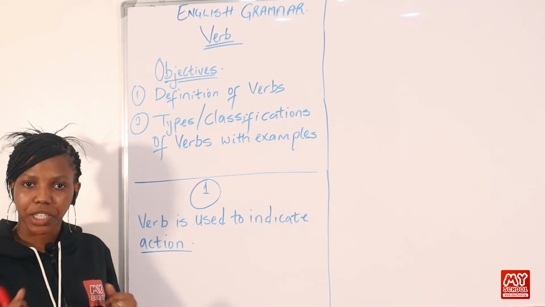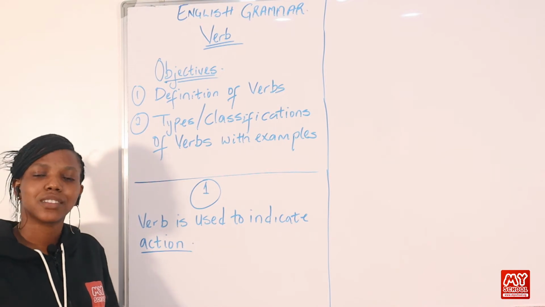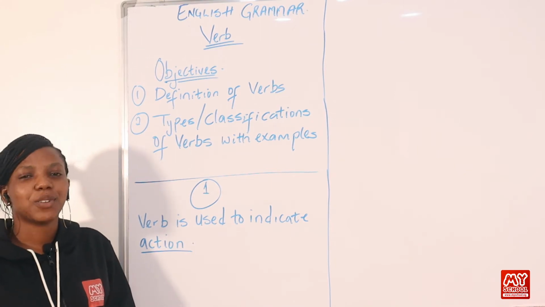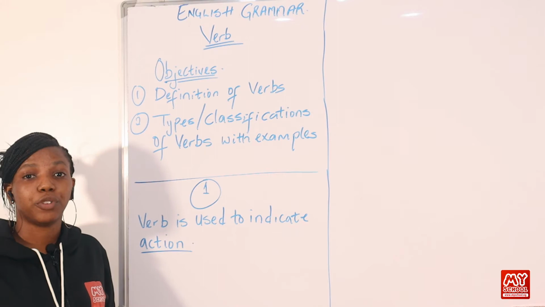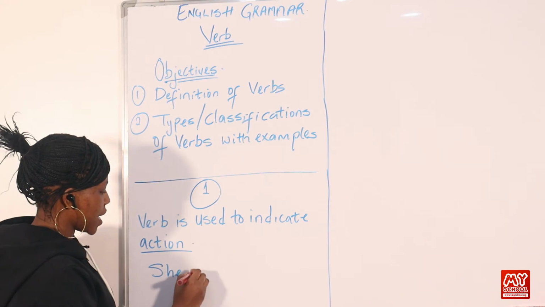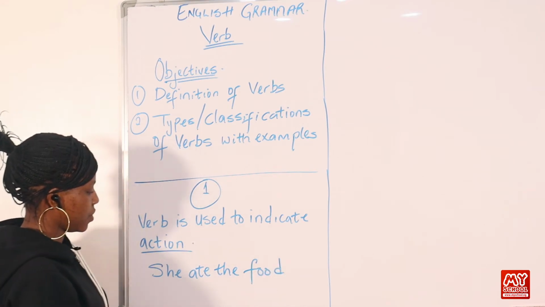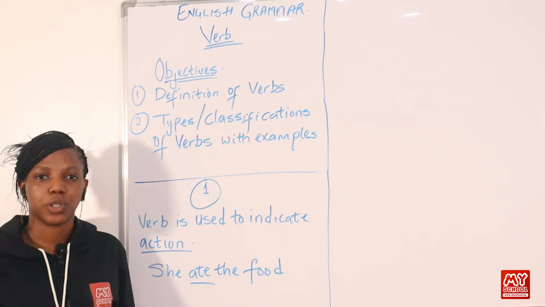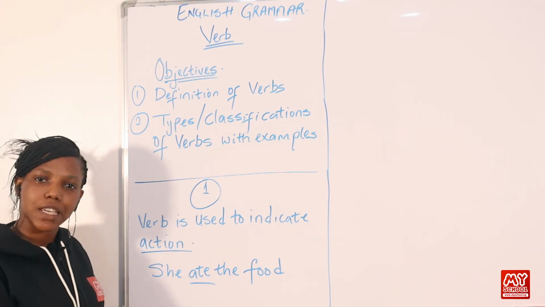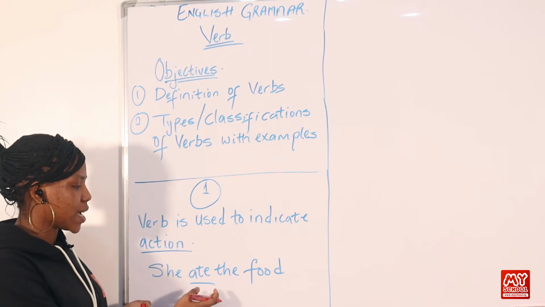For example, drink, you're doing something. Eat, you're doing something. Sleep, walk, run, and so on and so forth. Now let's take a look at the example of verb in a sentence. She ate the food. Now, ate is the action word in this sentence. She is doing something, and what is she doing? Eating. But to make the sentence accurate, we use past tense. She ate the food.